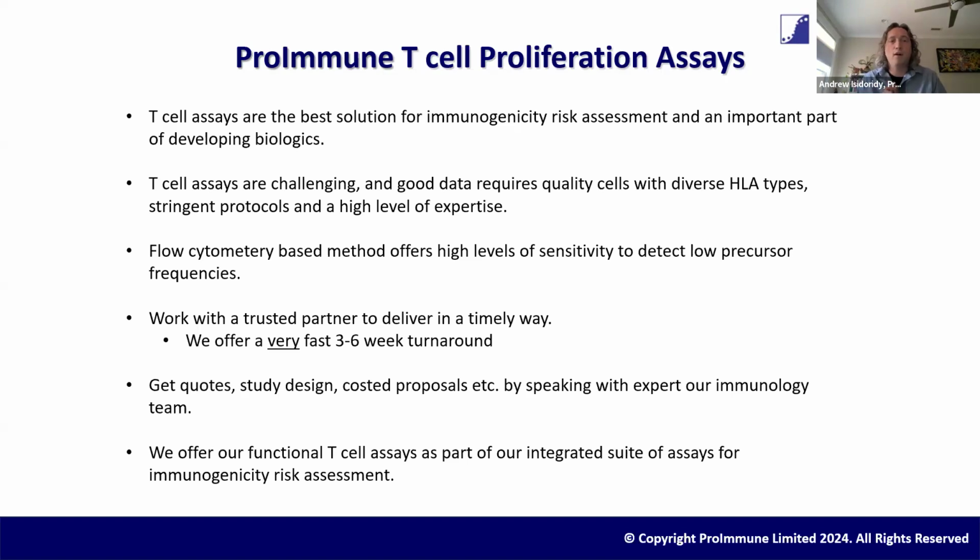Our flow-based method offers a high level of sensitivity to detect low precursor frequencies, so this can be used quite nicely for naive antigens as well as recall antigens. It's also a really good way of getting this data very fast. We offer the fastest turnaround in the industry of about 3 to 6 weeks from when we get your contract and your test articles in hand. And we act as partners in this process to provide quotes, a study design, and any other information you might need about assessing the immunogenicity.